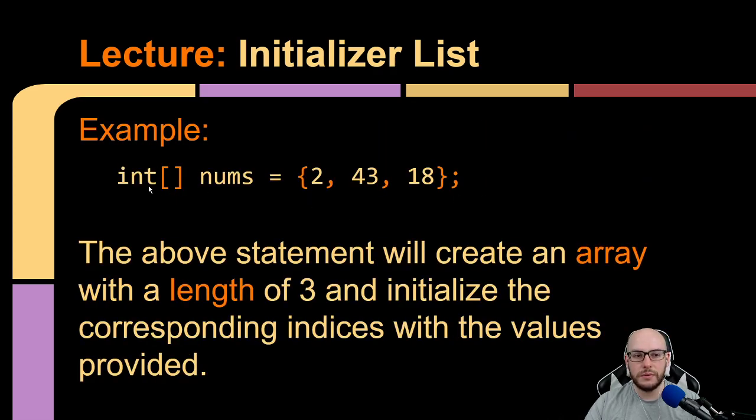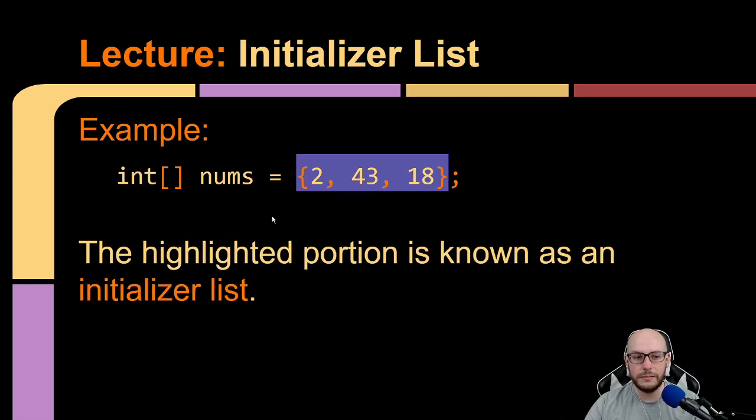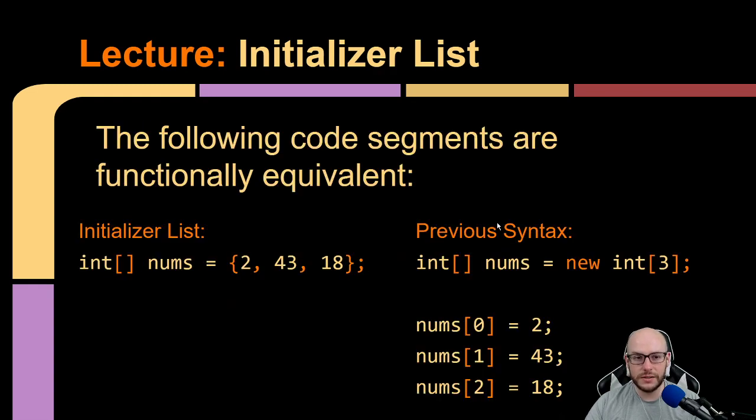Take a look at this example. Here I'm declaring an integer array called nums, and I am setting it to 2, 43, 18. Not only is this going to create our array with a length of 3, but it's going to initialize the corresponding elements to the values shown here. Right? So nums at 0 will be a 2. Nums at 1 will be 43. Nums at 2 is going to be 18. This highlighted portion is known as an initializer list.